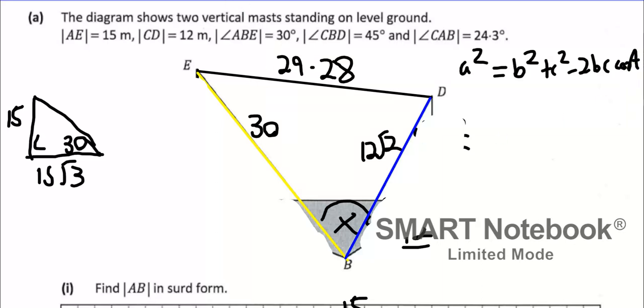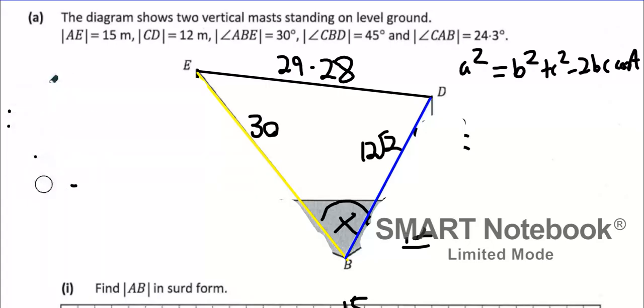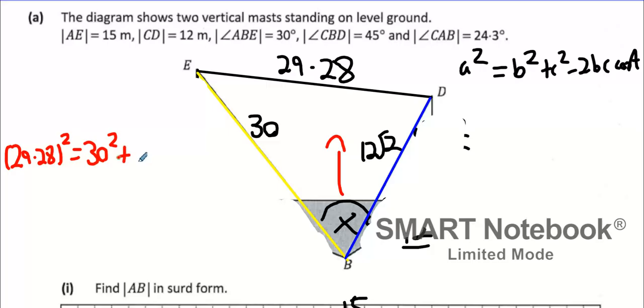Okay. Now, I have a bit more room over this side, so I'll do it here. Opposite the X will be small a, so you have 29.28 squared equals b squared, which is 30 squared plus 12 root 2 squared, minus 2 times 30 times 12 root 2 cos X.